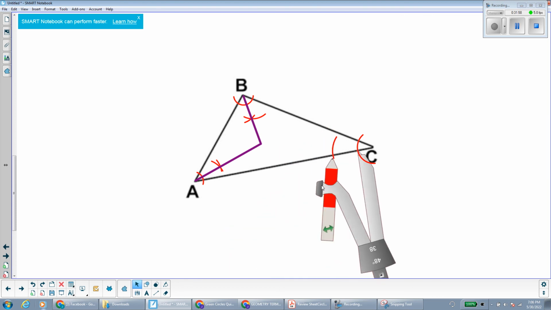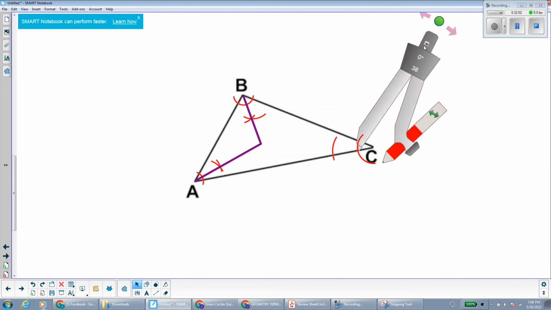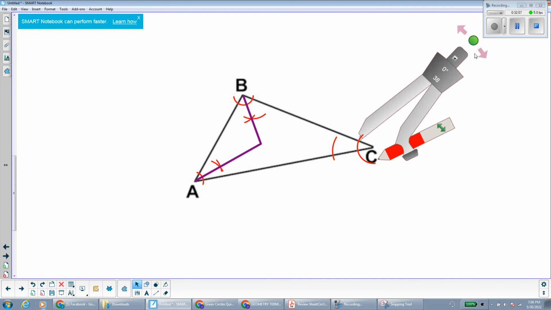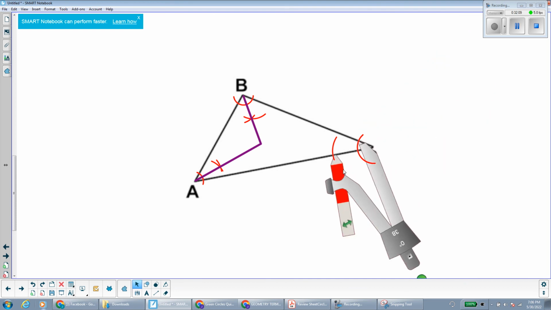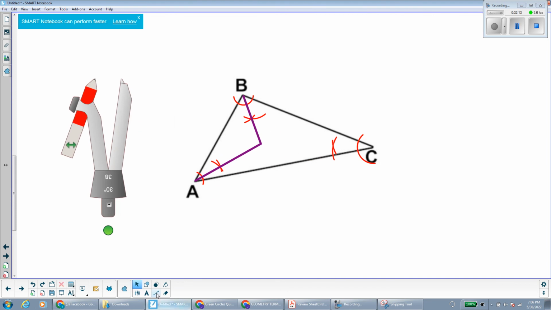Okay. Those arcs are a little bit bigger than I wanted them to be, but that's okay. Let me move over here. Just want to make sure that I see the intersection. There we go. Not crazy big. Right through that intersection point. Oh no.